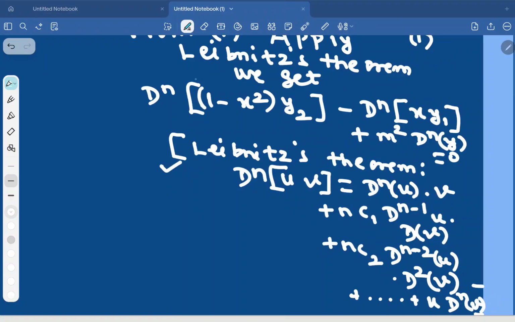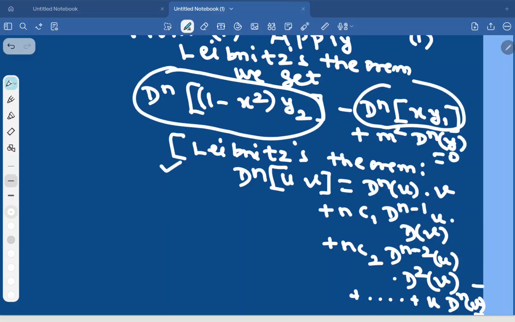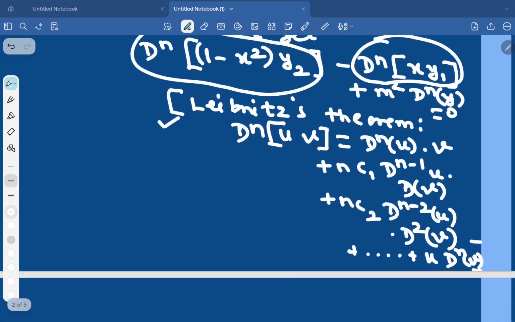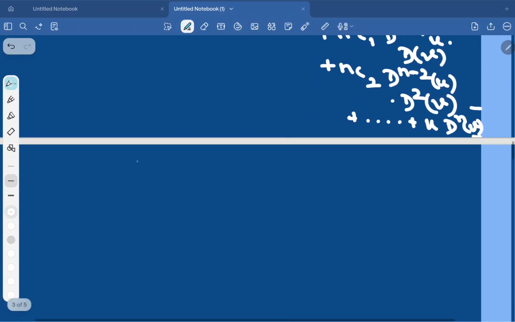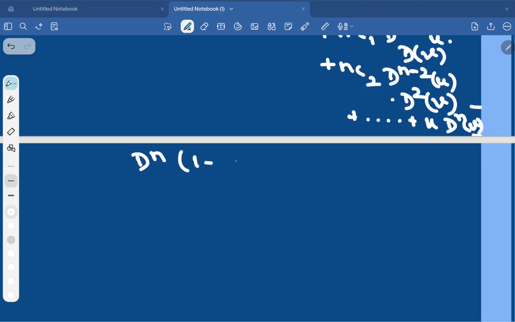I am going to apply Leibniz theorem for each term in equation 1. First term, d power n of 1 minus x square y2; second term, d power n of x y1; last term, m square d power n of y. What is the first term? d power n of 1 minus x square y2.